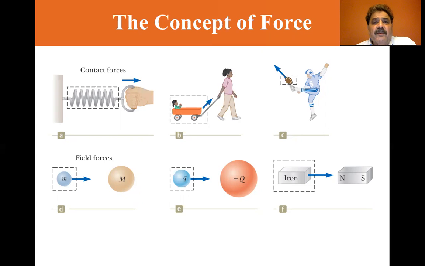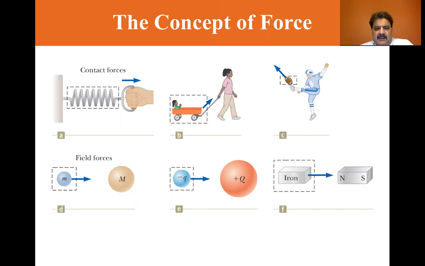Now, the bottom 3 are all field forces. In other words, no contact is necessary. The first is the gravitational force felt by one object in the presence of another object. Now, these could be tiny particles, or it could be like our sun and the earth, or the earth and the moon. They attract each other. That's why they orbit in nearly circular orbits. We'll learn later that they're elliptical orbits, but that's not much concern right now.